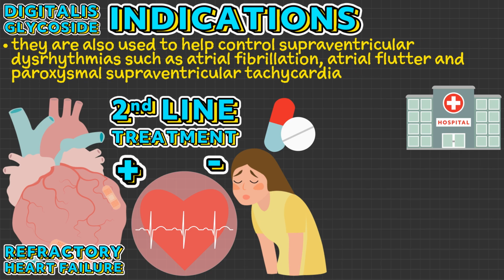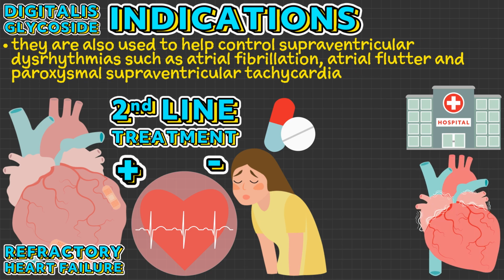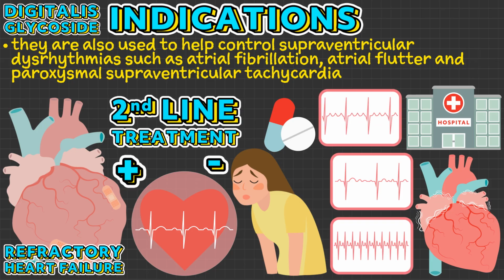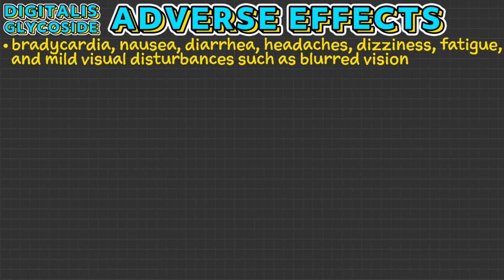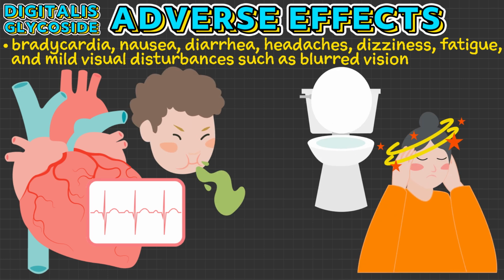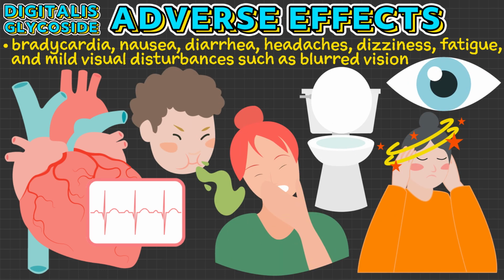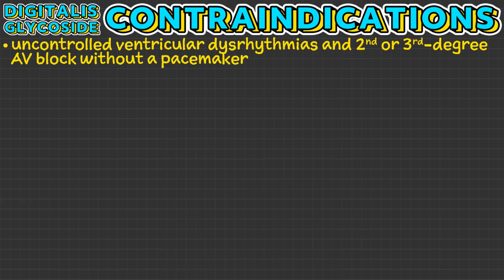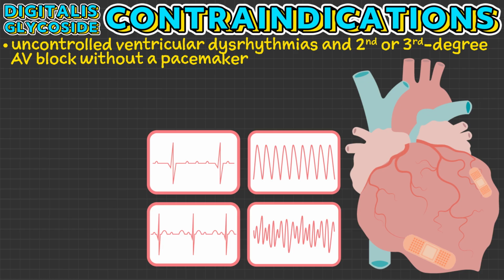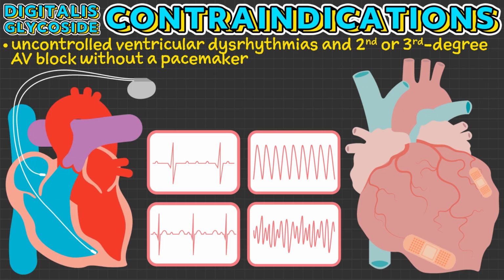Digitalis glycosides are also used to help control supraventricular dysrhythmias, or dysrhythmias originating above the ventricles, such as atrial fibrillation, atrial flutter, and paroxysmal supraventricular tachycardia. Adverse effects of digitalis glycosides include bradycardia, nausea, diarrhea, headaches, dizziness, fatigue, and mild visual disturbances, such as blurred vision. Digitalis glycosides should not be used with uncontrolled ventricular dysrhythmias and second or third degree AV block without a pacemaker.